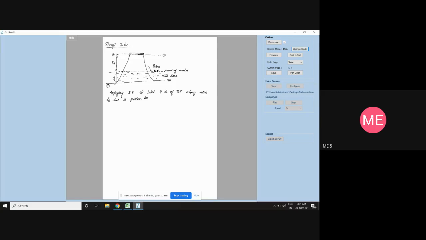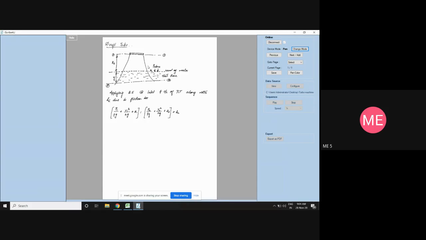By applying Bernoulli's equation: P1 by rho g, inlet of the draft tube, plus V1 square by 2g, this is also inlet of the draft tube, plus Z1. This is the total energy at the inlet of the draft tube, section 1-1. That will be equal to P2 by rho g plus V2 square by 2g plus Z2. If there is no loss, this will be equal. As I told you, there will be some loss. If we consider the losses, then you have to include that loss.